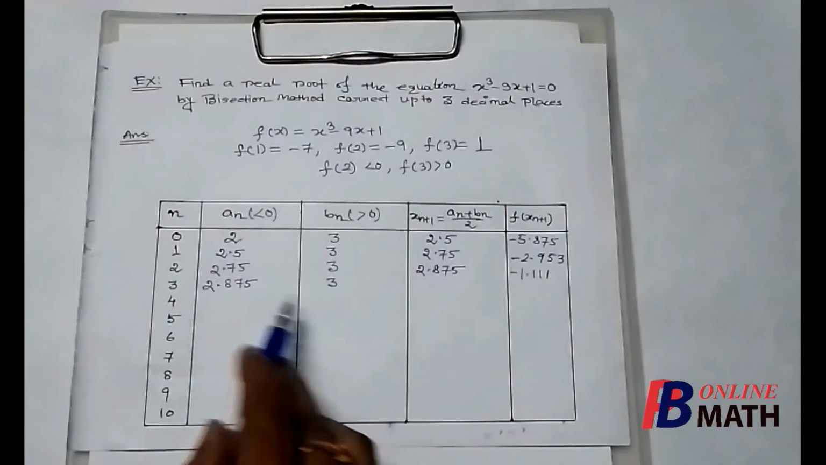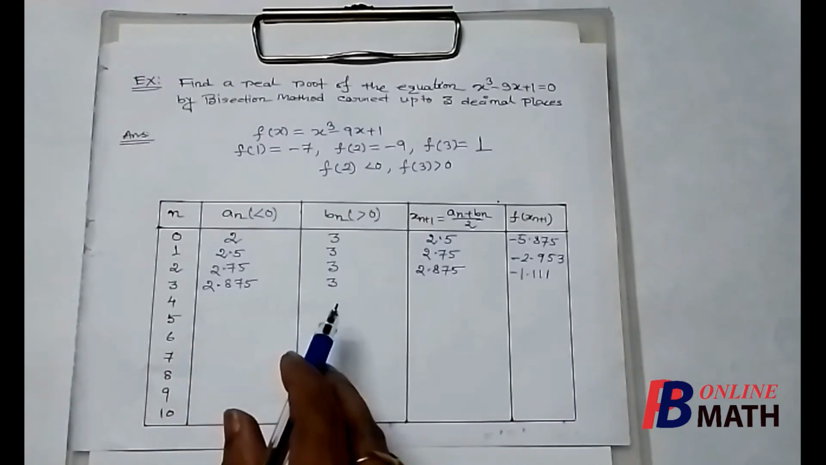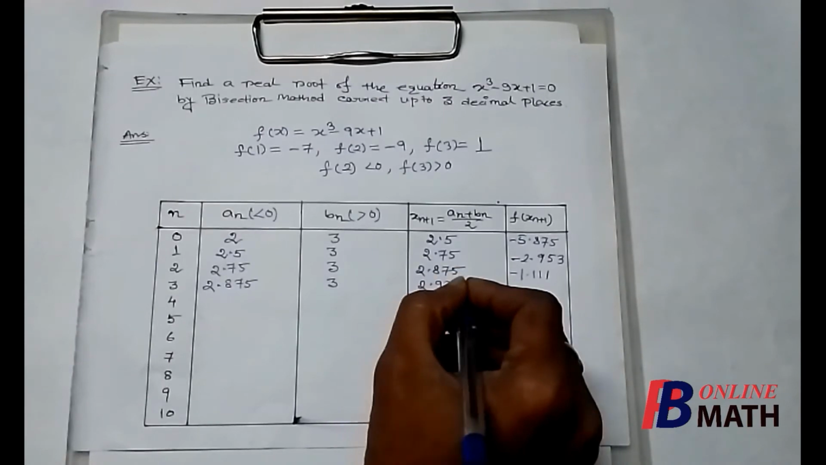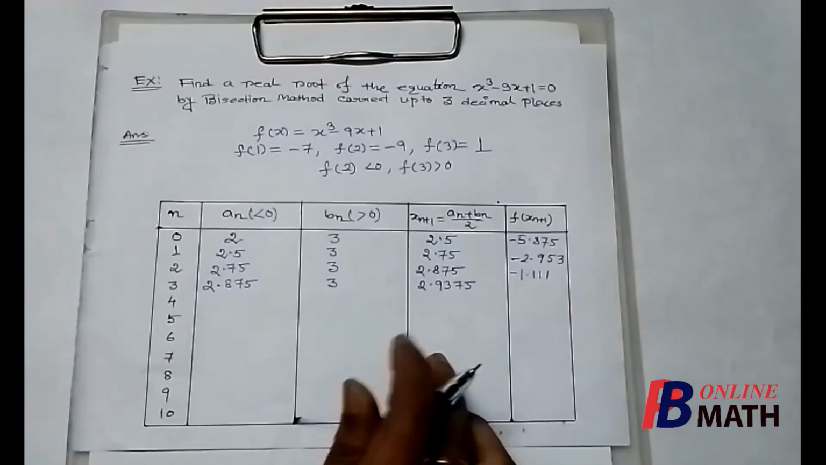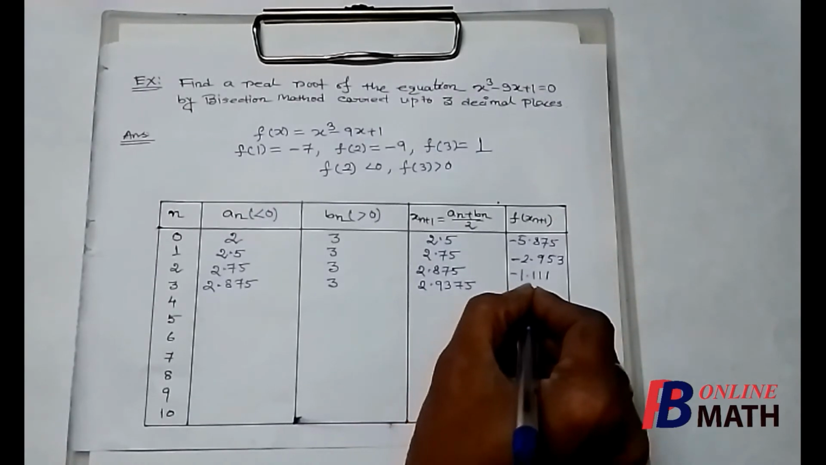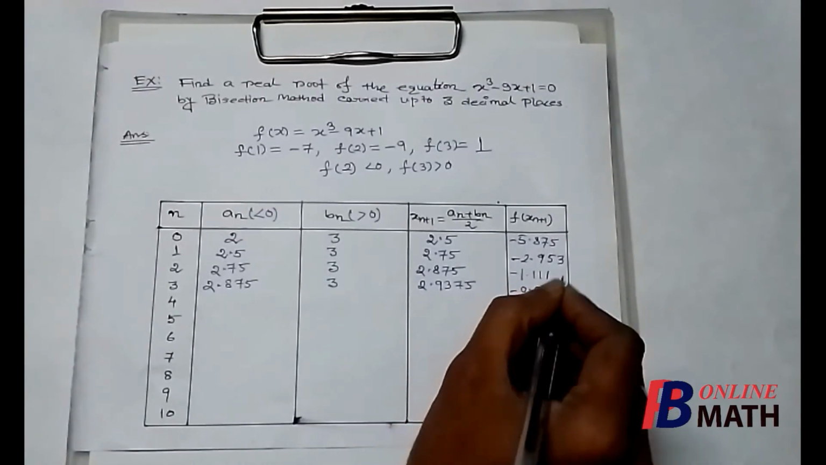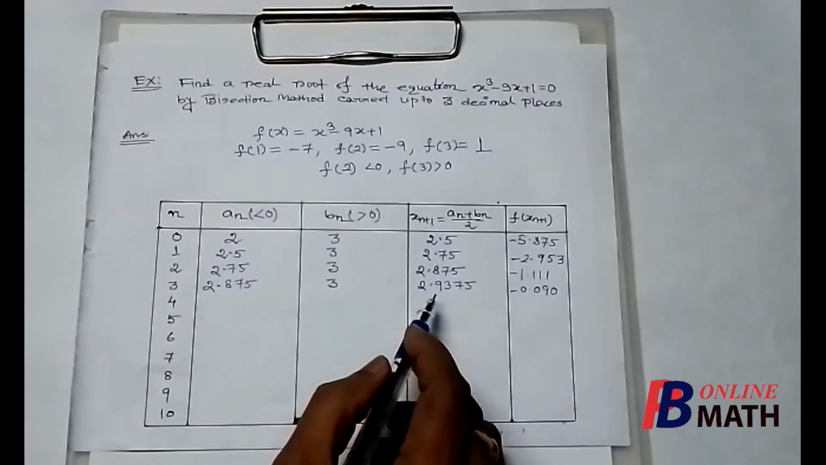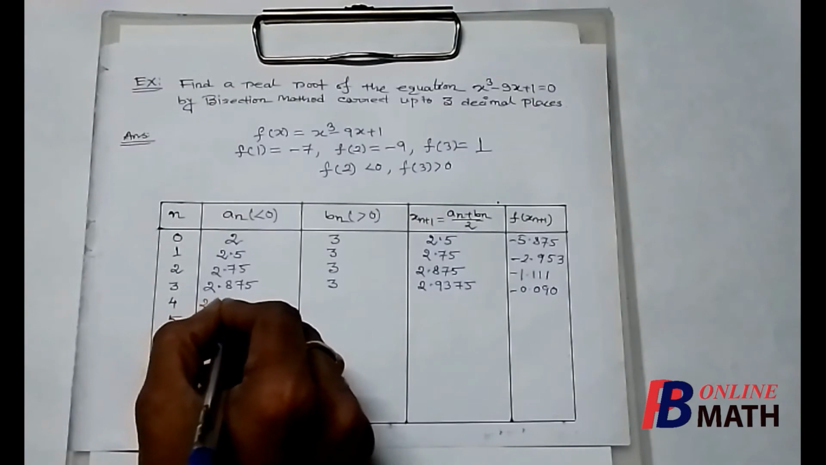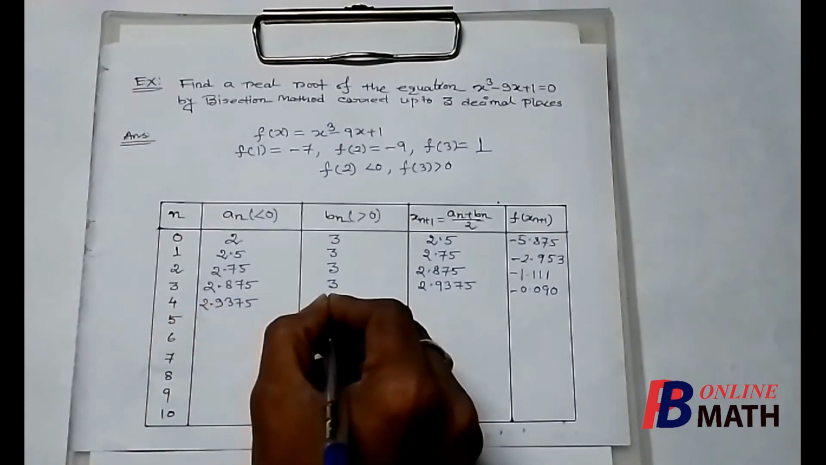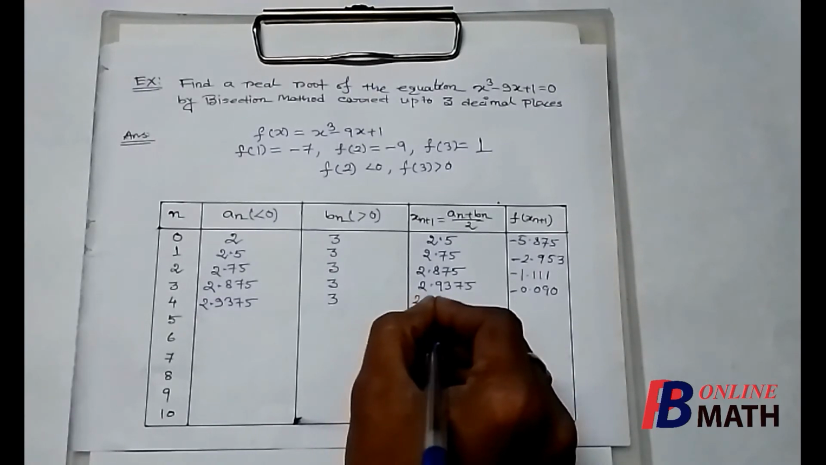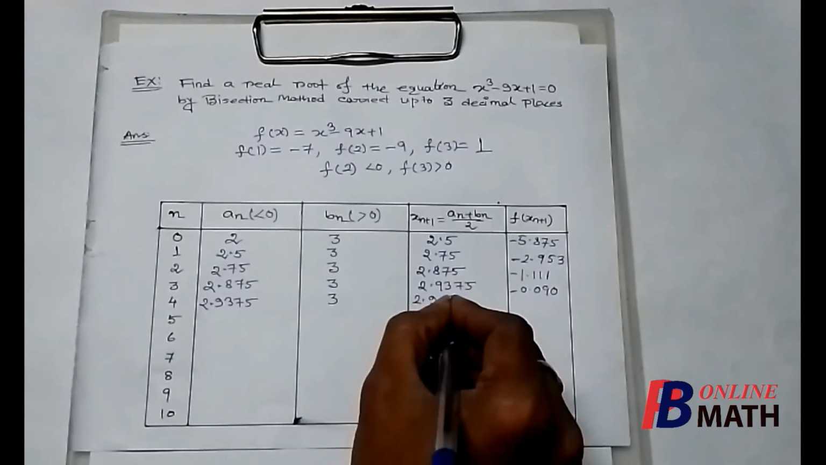Now if we find the average between these two values, we shall find that it is 2.9375, and if we find the functional value, it will be minus 0.090. So again this is negative. So the next interval will be 2.9375 to 3, and the average will be 2.9688 approximately.